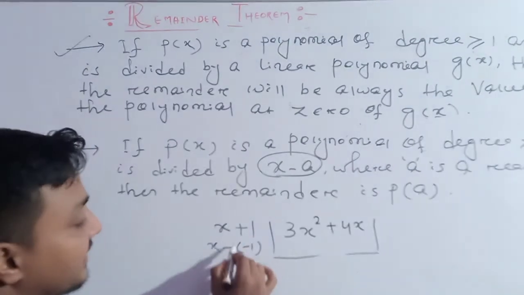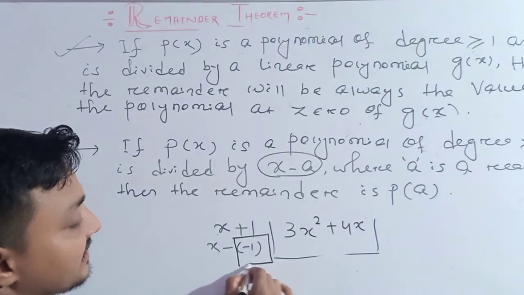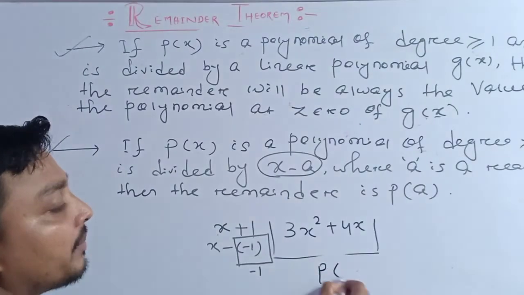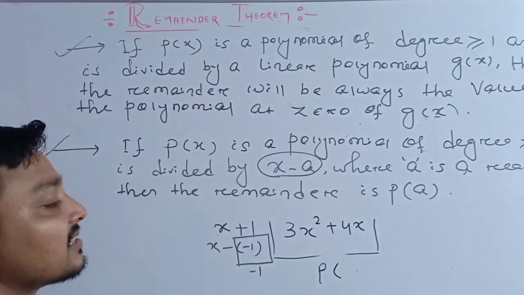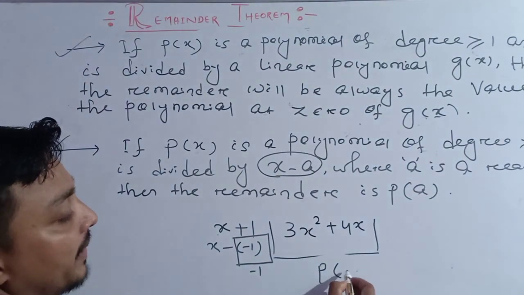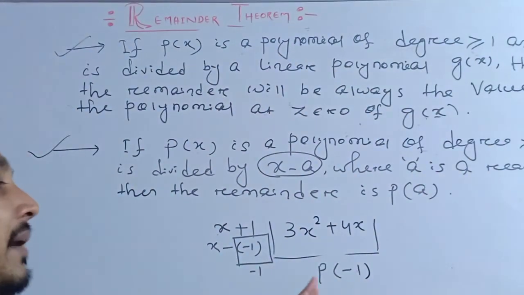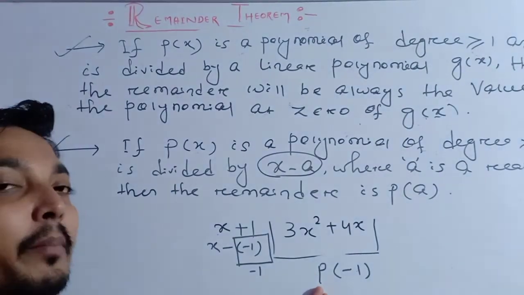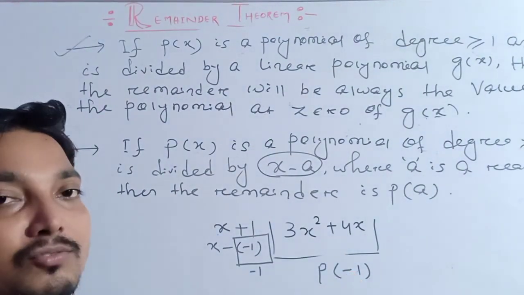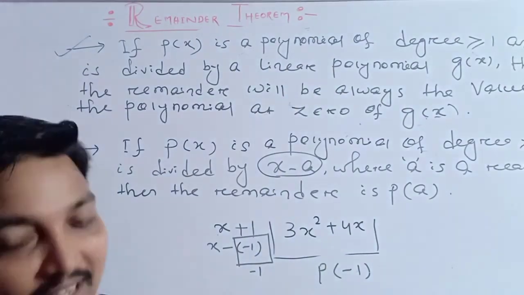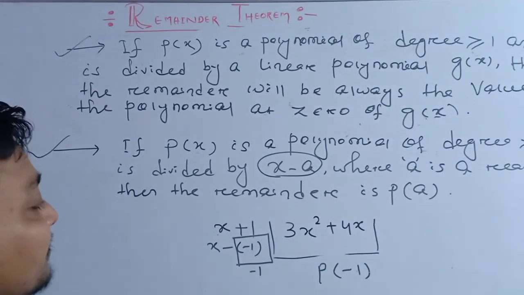So here it is clearly seen that instead of 1 it is our minus 1. For the previous one we got the value of the polynomial at x is equal to 1, but here we have to find the value of the polynomial at x is equal to minus 1. Here the remainder is equal to the value of the polynomial at x is equal to minus 1. You have to find the value and write it. Understood or not understood? Another example I am showing.